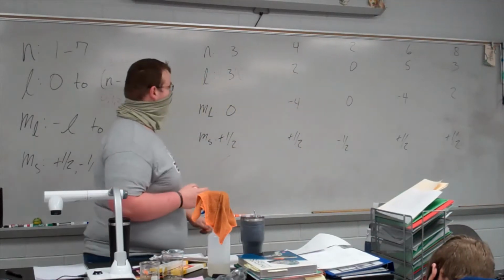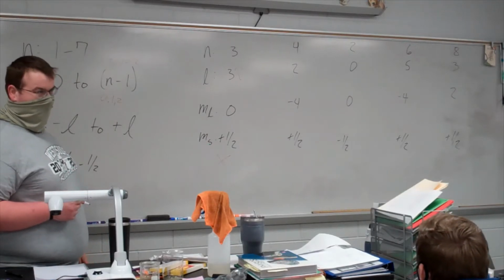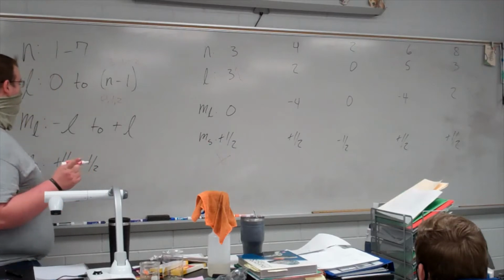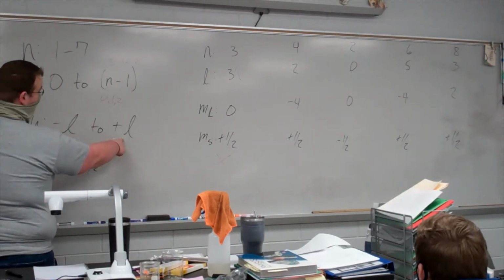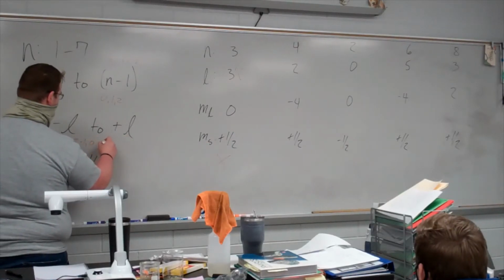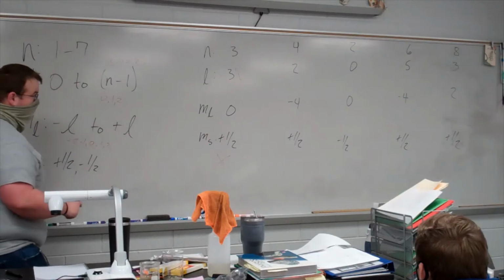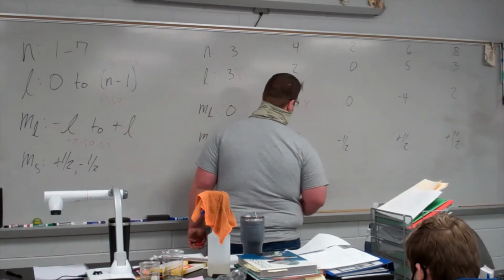M sub L, negative 4. Can M sub L be negative 4? No, because M sub L goes from negative L to positive L. So it can be negative 2, negative 1, 0, 1, 2 in this case. M sub L cannot be negative 4, so this set of quantum numbers cannot exist.